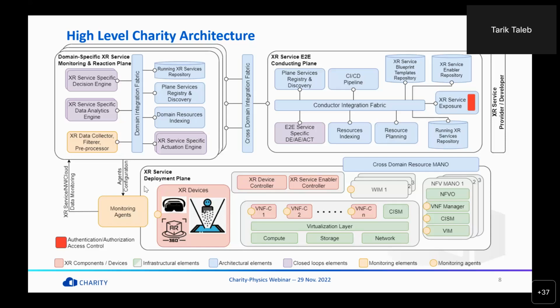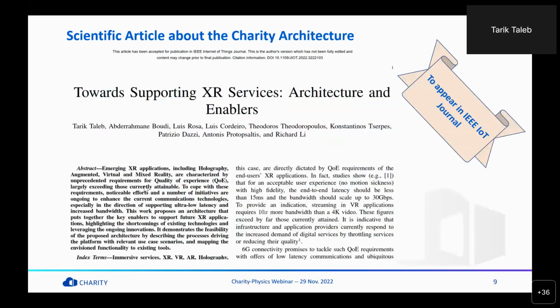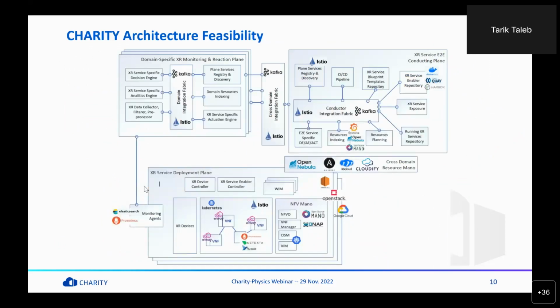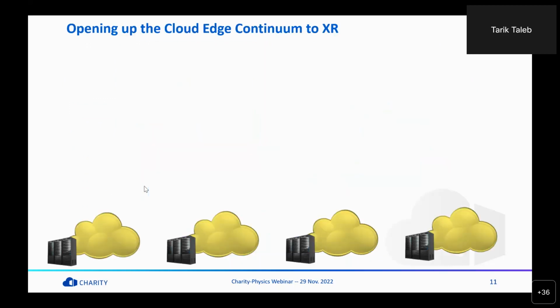Given the time limitation, I cannot go into details about each component, but if you are interested, there is already a paper about this architecture, which details the role of each component and also the interaction among all of them. We have also studied the feasibility of the Charity architecture by investigating the different open sources that could be used for each component, so we can achieve the design goals of the architecture.